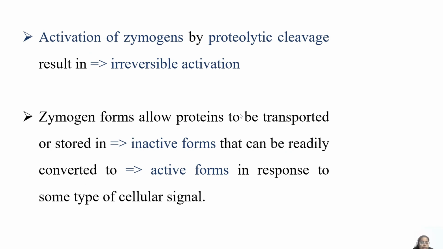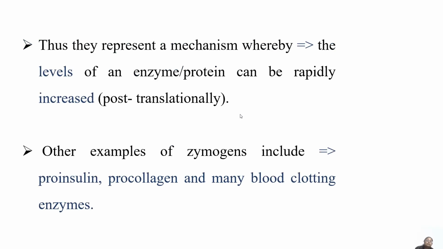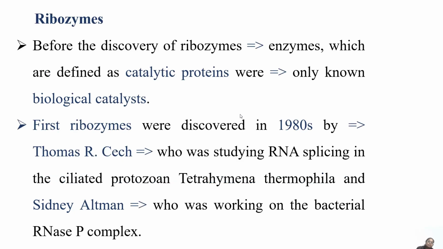Activation of zymogens by proteolytic cleavage results in irreversible activation. Zymogen forms allow proteins to be transported and stored in inactive forms that can be readily converted to active forms in response to some type of cellular signal. Thus, they represent a mechanism whereby the levels of an enzyme or protein can be rapidly increased post-translationally. Other examples of zymogens include proinsulin, procollagen, and many blood-clotting enzymes.